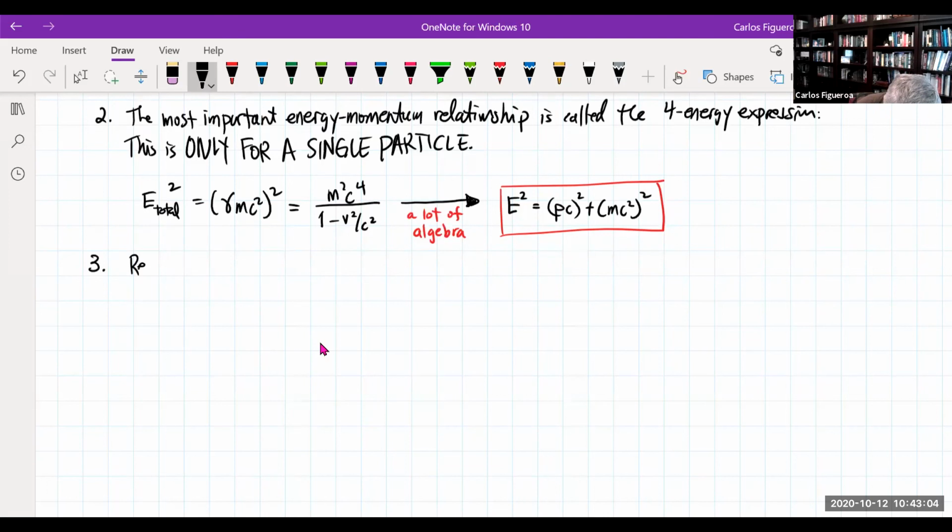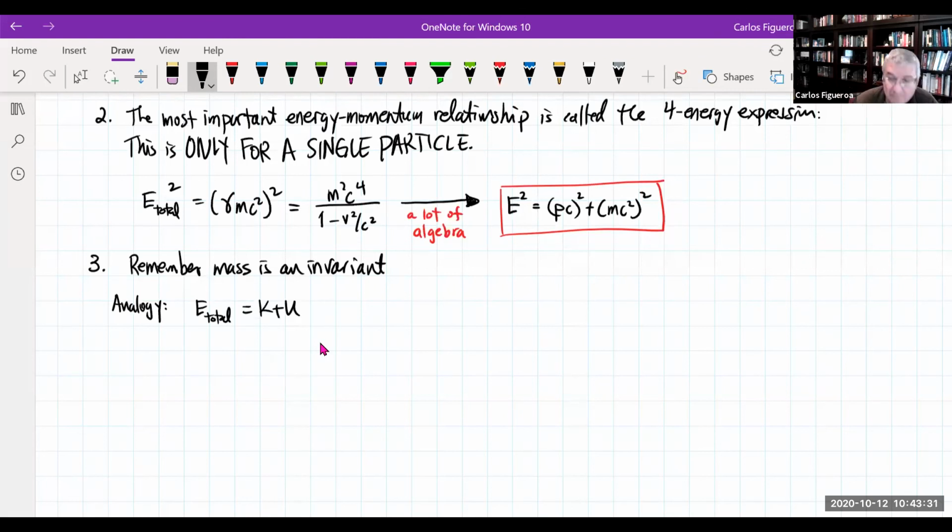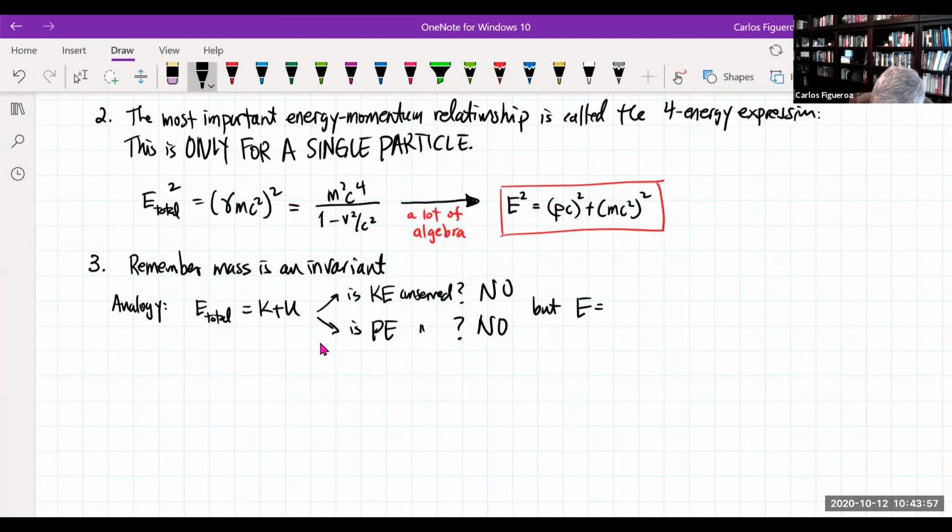So, remember, mass is an invariant. That's what I told you. Now, let me give you an analogy first, and then I'll go for it. My analogy here is that if you look at the total energy, it's kinetic plus potential. And I'm going to ask you two questions here. Is kinetic energy conserved? No. Is potential energy conserved? The answer is no. But energy equal to K plus U is conserved in all interactions.